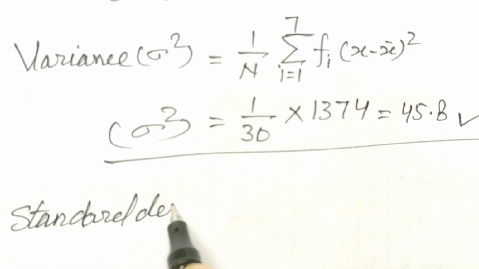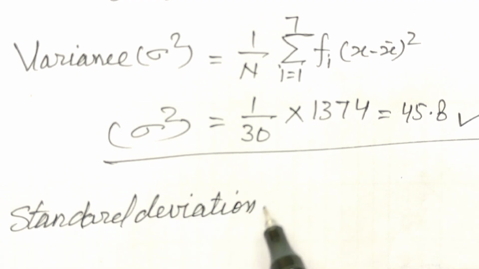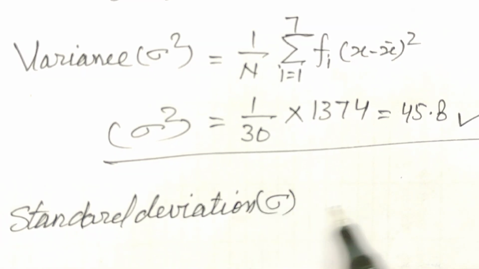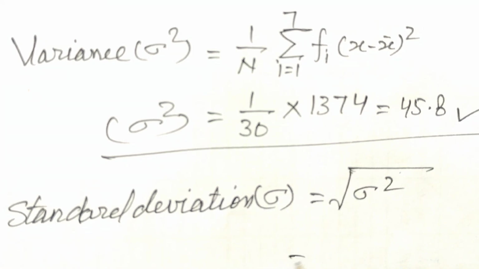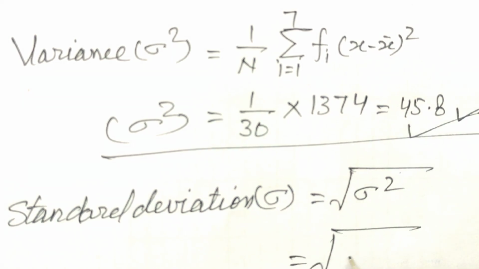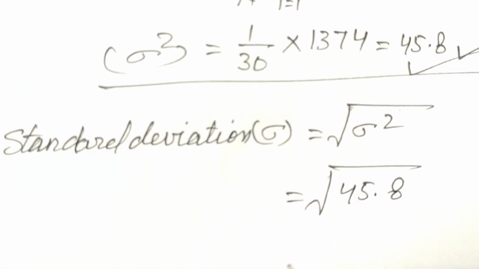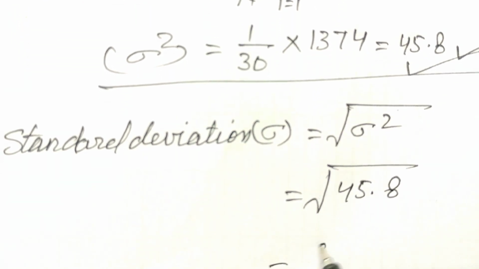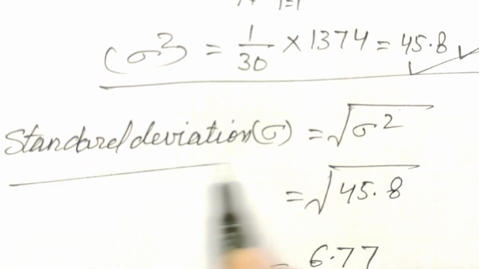Now we have to find out standard deviation. Standard deviation, denoted by sigma, will be the square root of sigma square. So sigma square is this 45.8. So this will be 6.77. So standard deviation will be this.